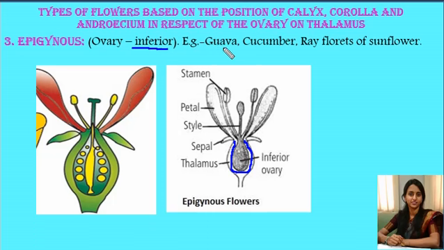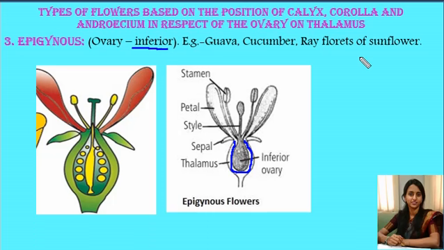The examples for epigynous flowers are guava. That is, the flowers in guava are epigynous flowers. Cucumber, then ray florets of the sunflower. So these are the examples for epigynous flowers. So this is very important.